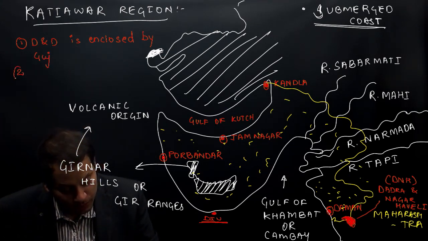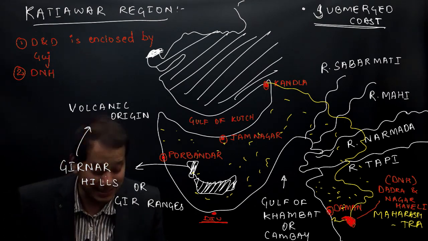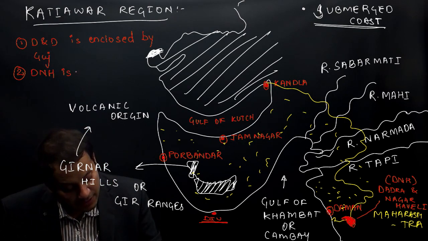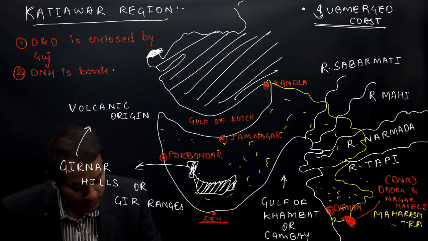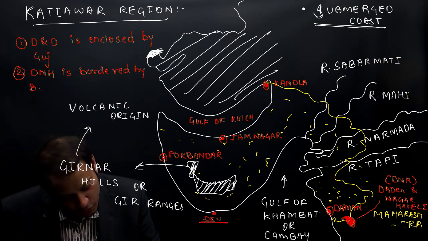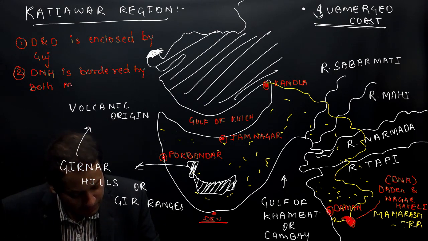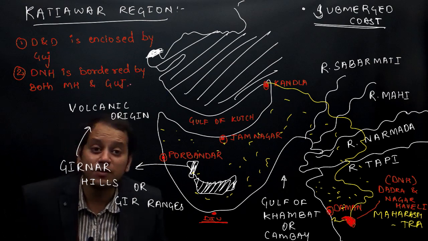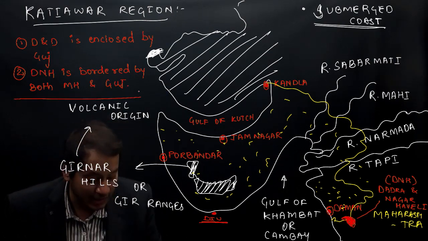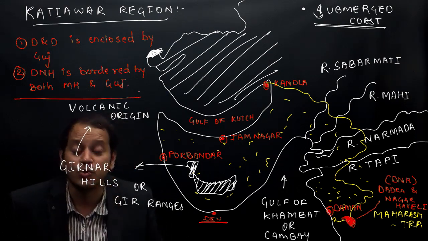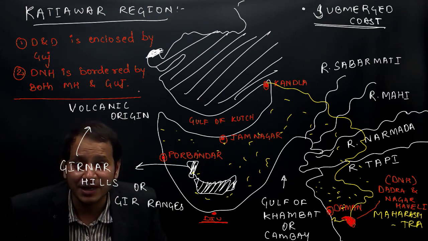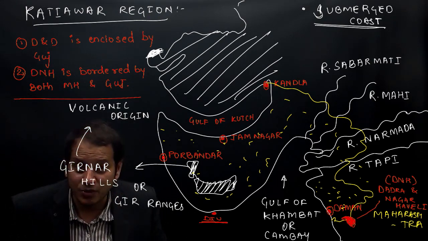Statement 2. Dadra and Nagar Haveli, it can come even in the examination as DNH, is bordered by both Maharashtra and Gujarat. Which of the following statements is true? They can ask you which of the following statements is true. Dadra and Nagar Haveli is enclosed by Gujarat. Daman and Diu is enclosed by Gujarat.